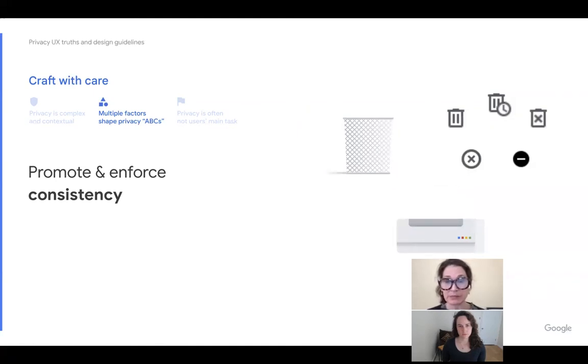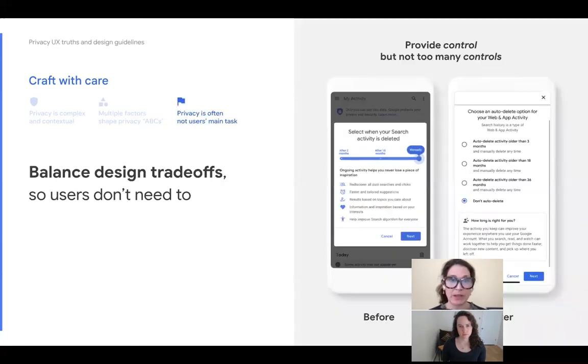Inconsistencies can make it difficult for people to develop a mental model and as a result, reduce their sense of control. Designing to avoid these inconsistencies is a huge challenge for UX writers and content strategists, especially when the underlying mechanics are only subtly different, or when different terms in English convey subtle differences in meaning that can't be conveyed in other languages. The final piece of this principle is to balance design trade-offs so that people don't need to.